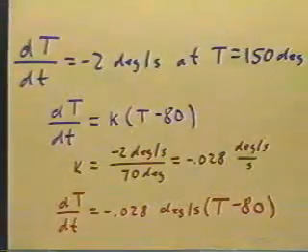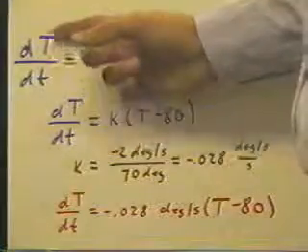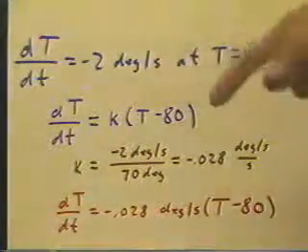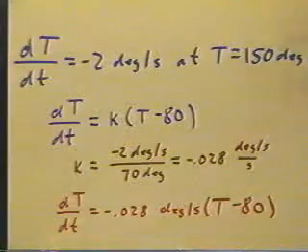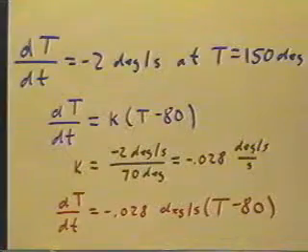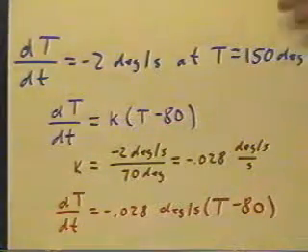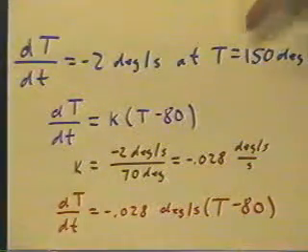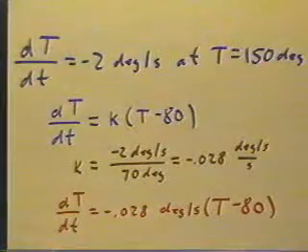Let's return to the example of a temperature function that changes at a rate in time of -2 degrees per second at the time when the temperature is 150 degrees. Okay, so a temperature of 150 degrees, implicitly we're talking Fahrenheit here, is going to give us a rate of -2 degrees per second.